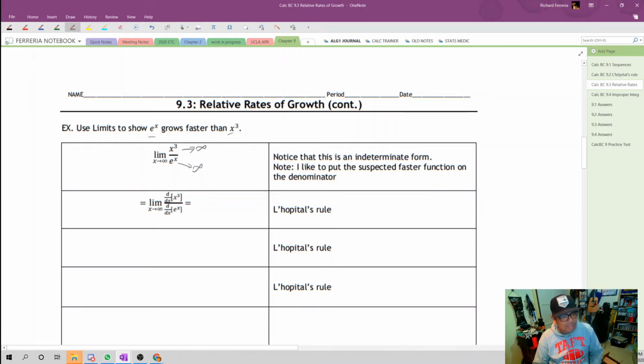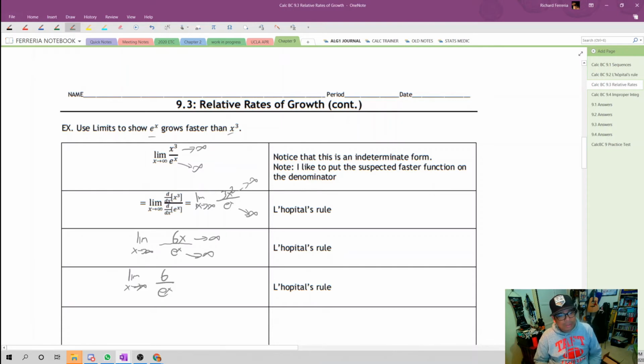So this limit is equivalent to the limit as x approaches infinity of 3x squared over e to the x. And this limit is still infinity over infinity, so we're going to use L'Hopital's rule again. This limit is equivalent to the limit as x approaches infinity of 6x over e to the x. This still trends to infinity over infinity, so we'll use L'Hopital's rule just one more time.